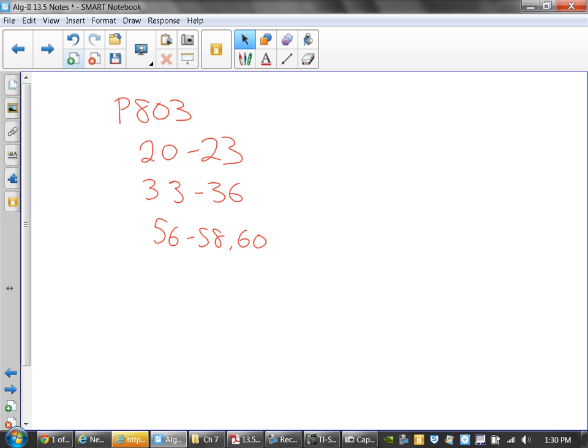Okay? We'll build off of this over the next day or so, and then we'll get into the law of cosines and all the fun that ensues from there.